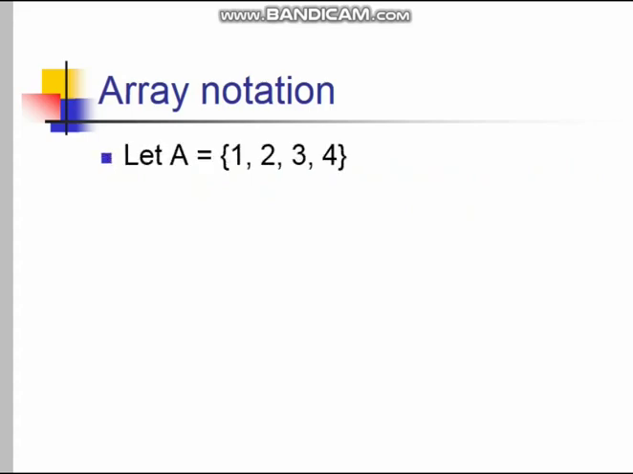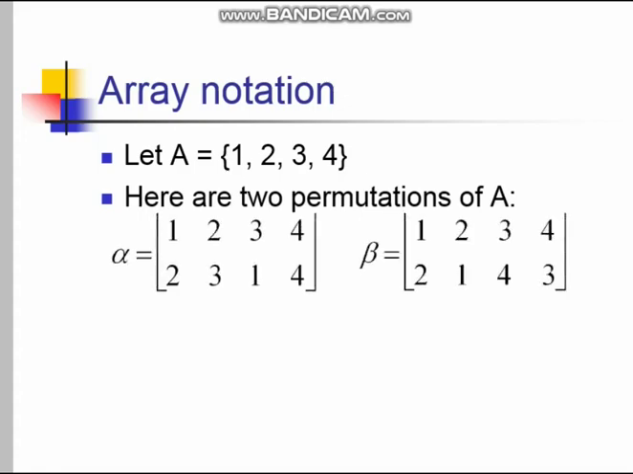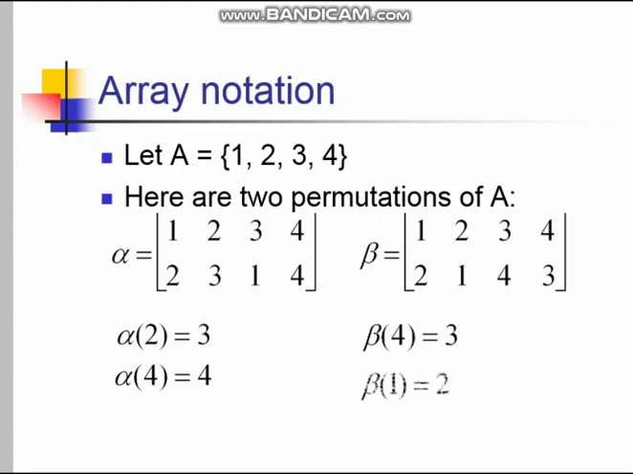We notate the permutation in an array. Here I have given two notations: one is permutation alpha and the other one is permutation beta. For alpha of 2, we have to see where 2 is mapped to. 2 is mapped to 3. Therefore, alpha of 2 is 3. Next, alpha of 4 is 4. Similarly, in the beta permutation, 4 is mapped to 3. Therefore, beta of 4 is equal to 3 and beta of 1 is equal to 2.